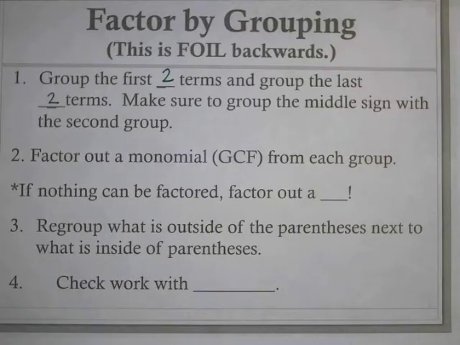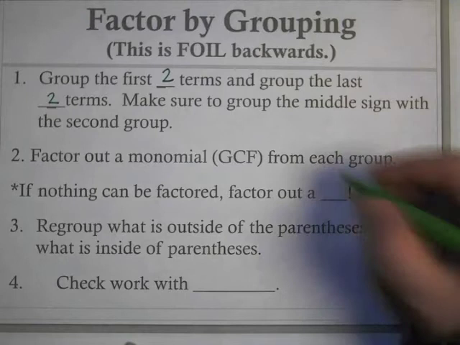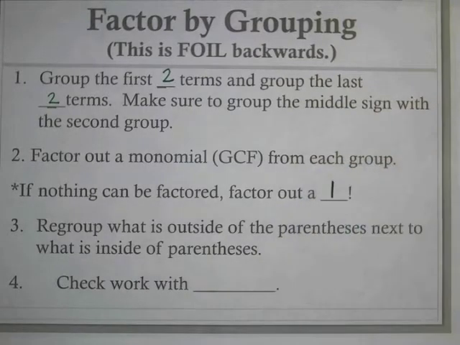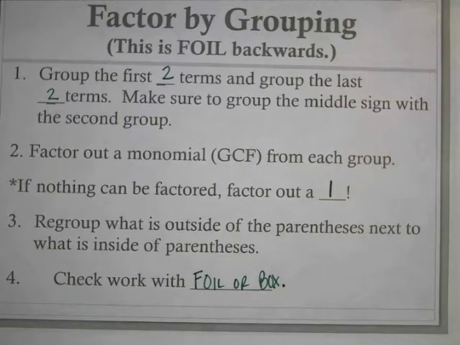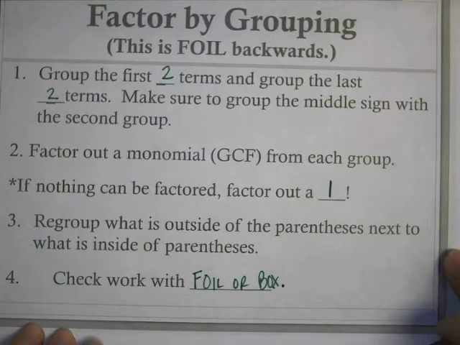Then you're going to factor out the monomial or the GCF from each group. So basically what we're doing is what we did last time, only we're doing it twice. If nothing can be factored, remember to factor out 1. We can always factor out a 1. Okay, we regroup what is outside of the parentheses next to what is inside the parentheses, and then we check our work with FOIL or the box method. Either one of those, whichever one you like better.